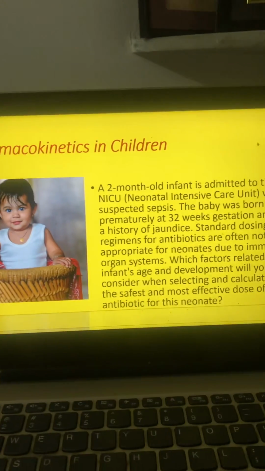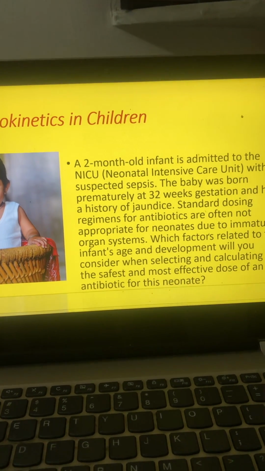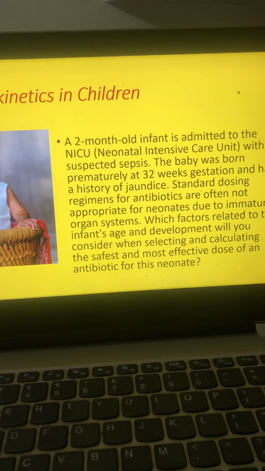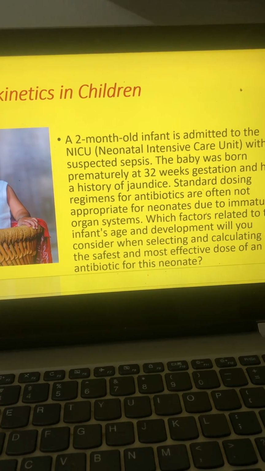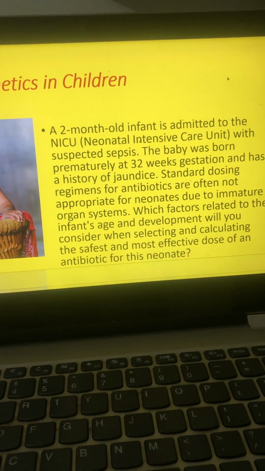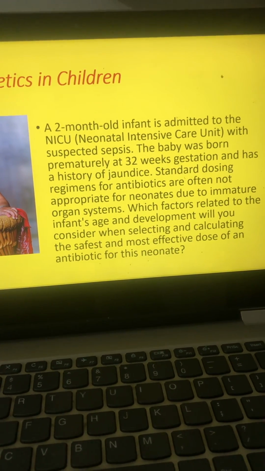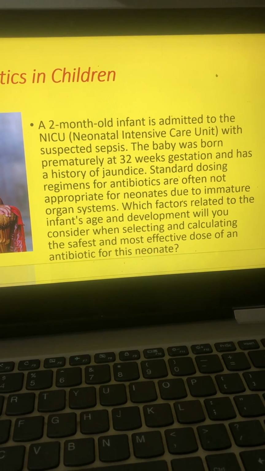So let us discuss pharmacokinetics in children. A 2 months old infant is admitted to the NICU, neonatal intensive care unit. We take a case with suspected sepsis. The baby was born premature, 32 weeks gestation, and has a history of jaundice.